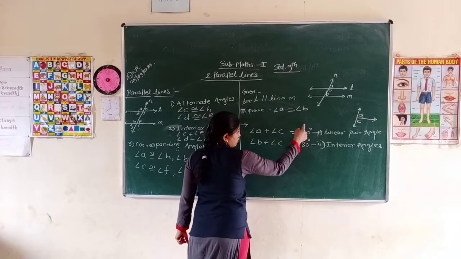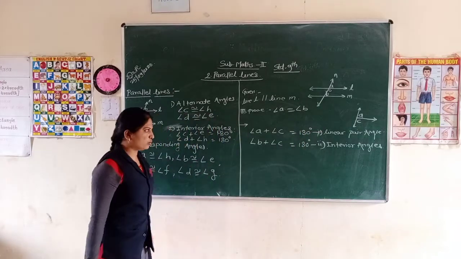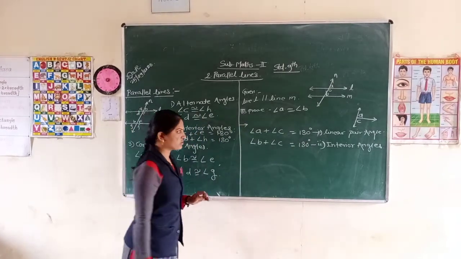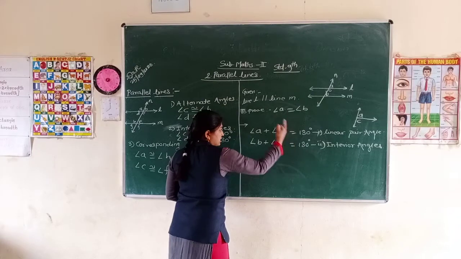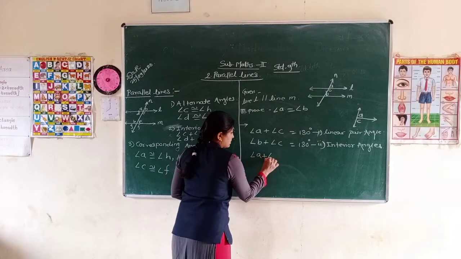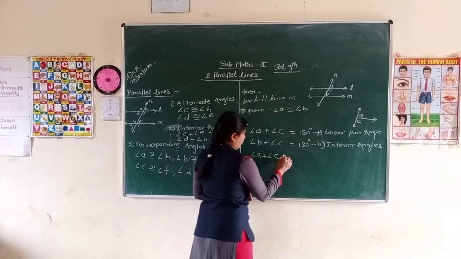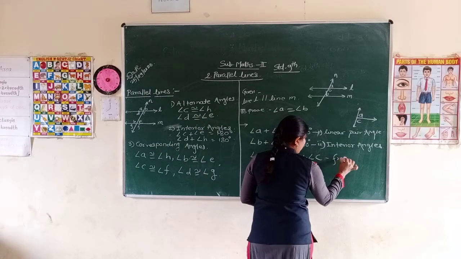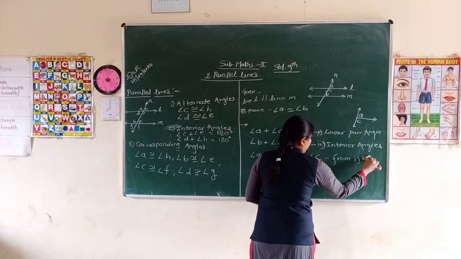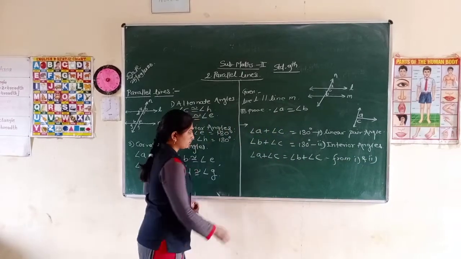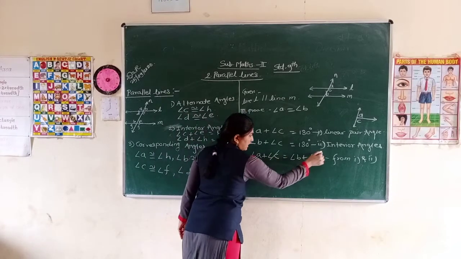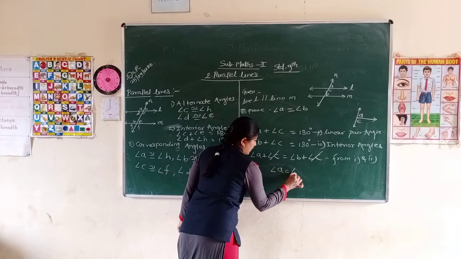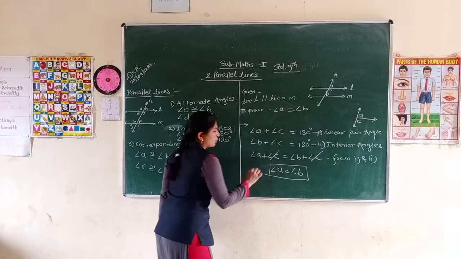See here, equation 1 and equation 2. One side of both equations is the same. That's why the other side is also the same. A plus C equal to B plus C, from 1 and 2. Okay. Now C and C will get cancelled, and your property A equal to B is true.